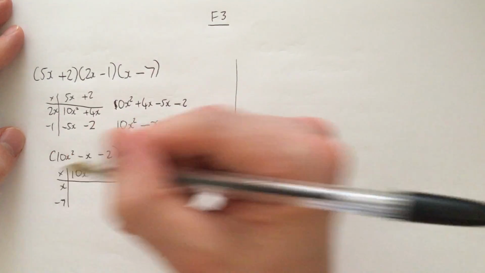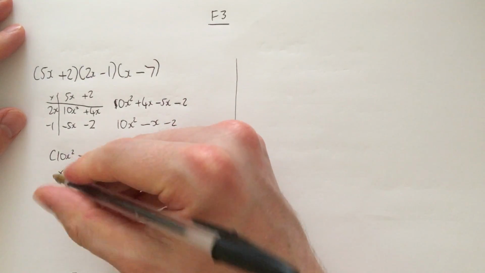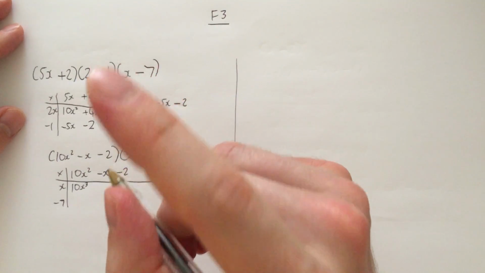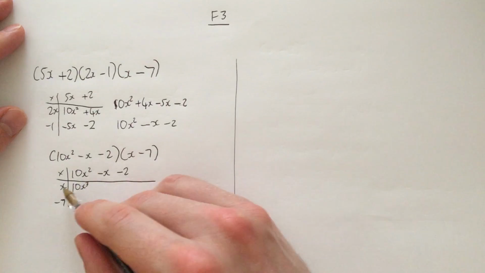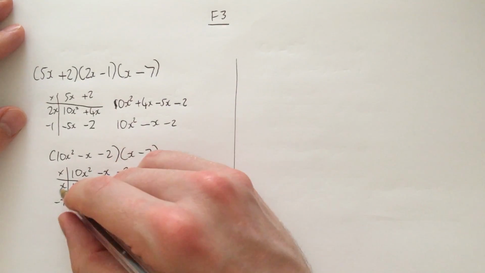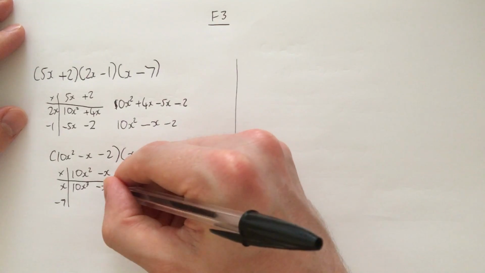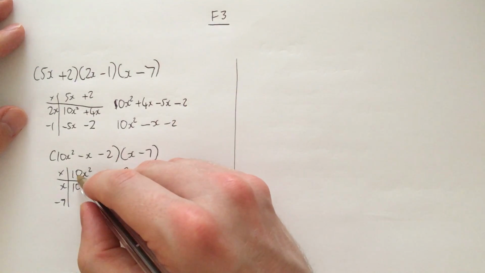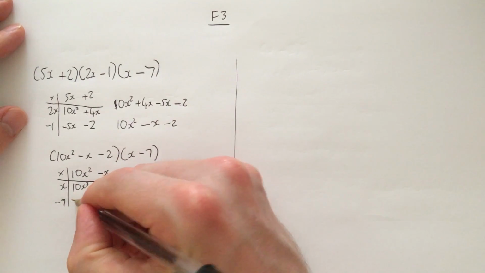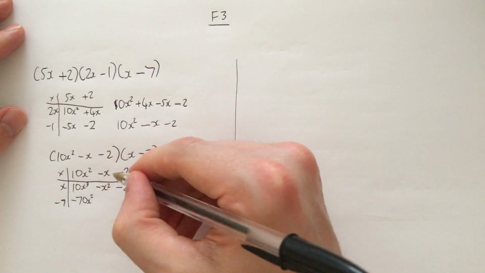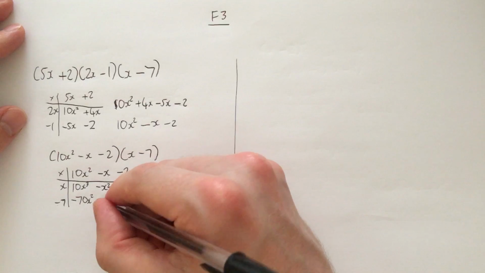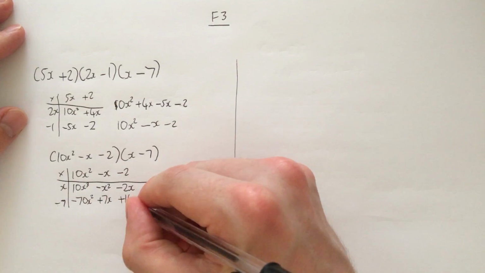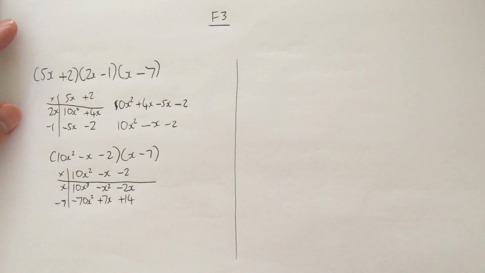We know that we're going to multiply it. 10x squared times x is 10x cubed. Please be careful with that. 10x cubed. x squared times x is x cubed. Negative x times x is negative x squared. Negative 2 times x is negative 2x. 10x squared times negative 7 is negative 70x squared. Negative x times negative 7 is positive 7x. And negative 2 times negative 7 is positive 14.